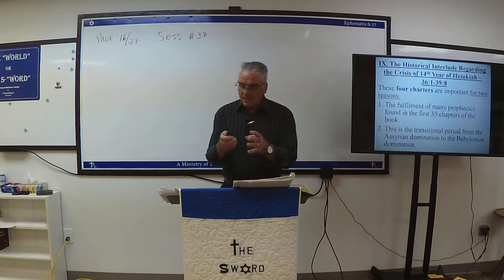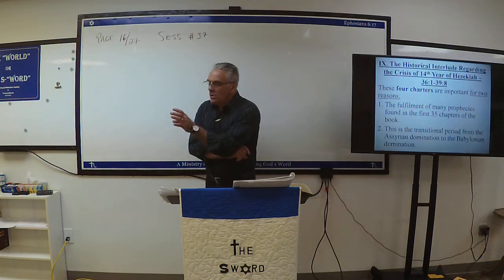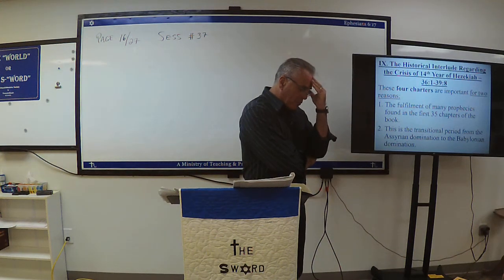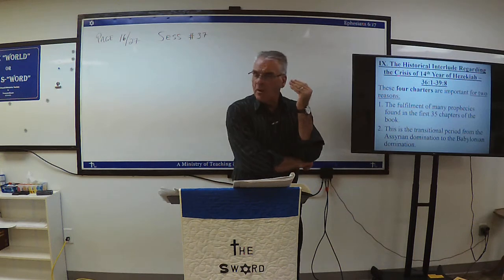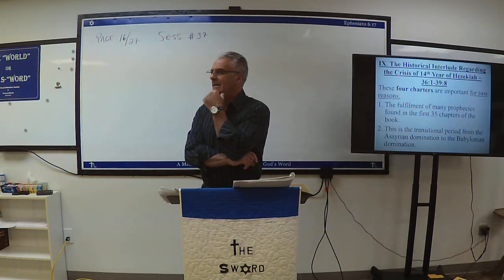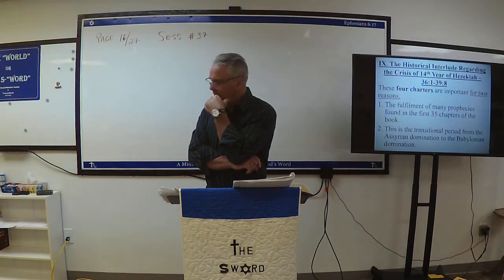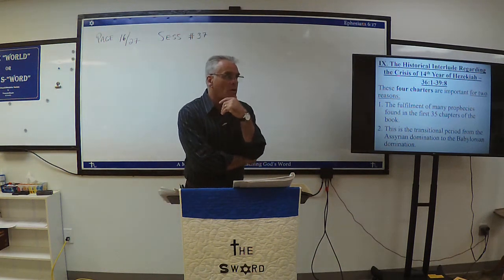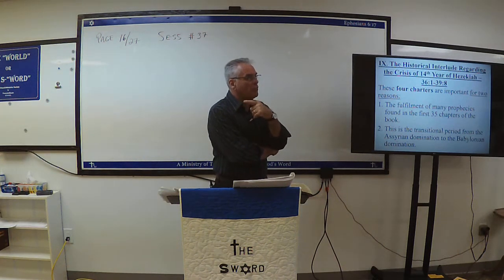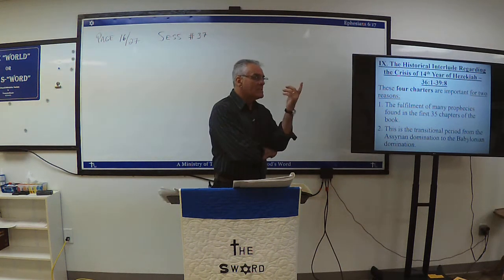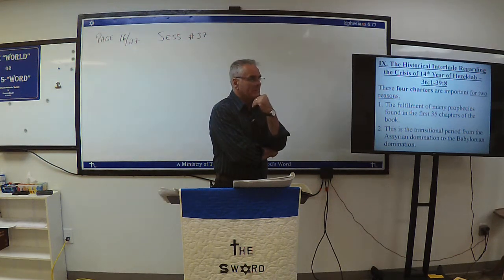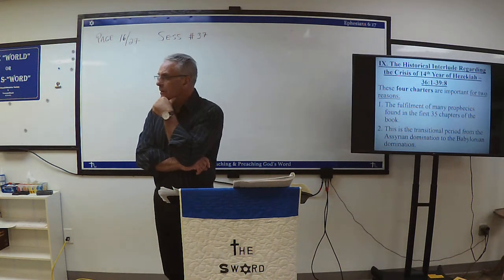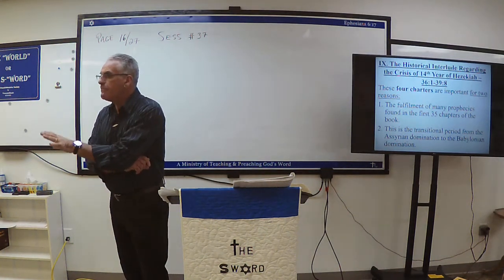You will see it as soon as we get to chapters 40 to 66. We will no longer speak about the Assyrian; we will be speaking about the Babylonian. That helps you to understand the book. That's why we call chapters 40 to 66 the second book of Isaiah.